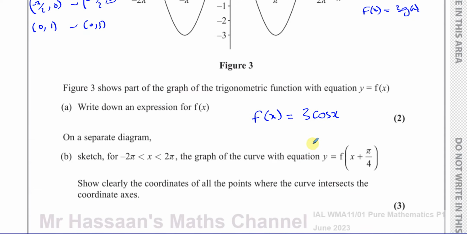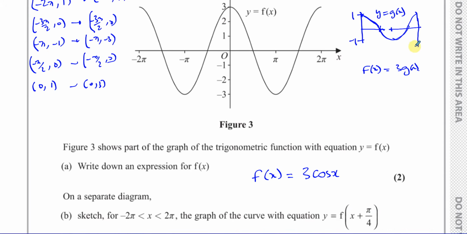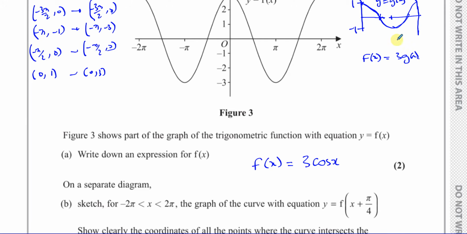Now it says sketch, for minus 2 pi to 2 pi, the graph of the curve with the equation y equals f of x plus pi over 4. Here we have a change taking place inside the function. As we saw before, that was something taking place outside the function. You multiplied the original function by 3, so it ended up being a vertical stretch of factor 3.